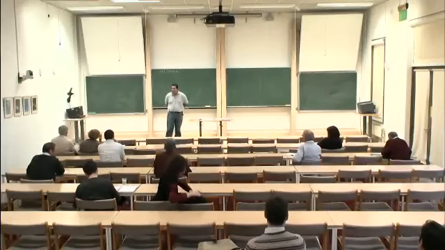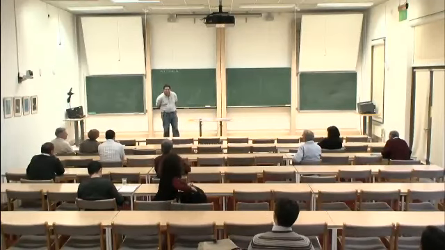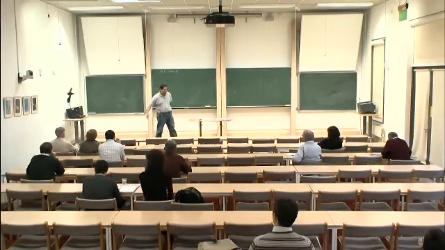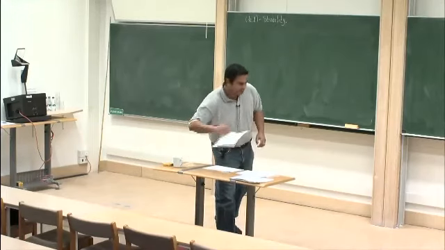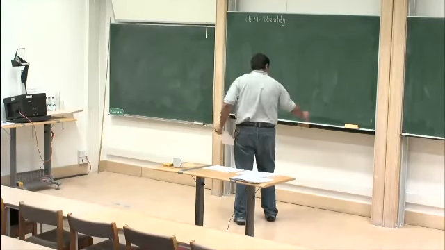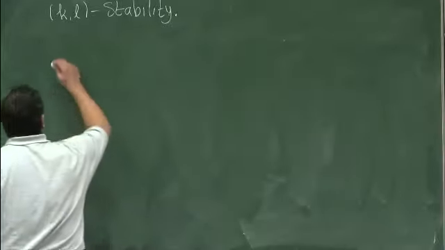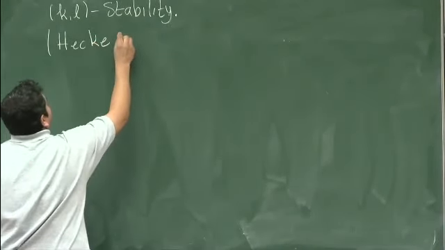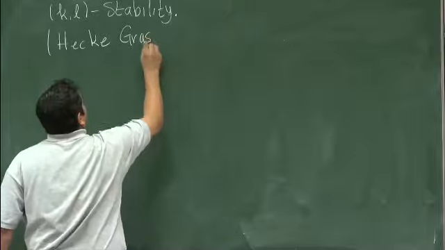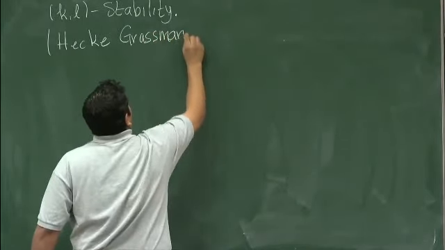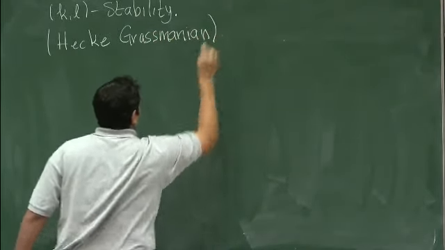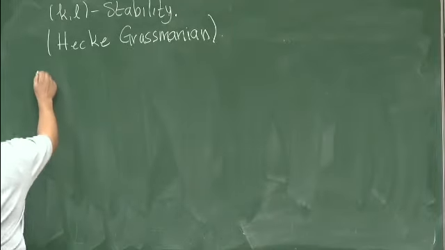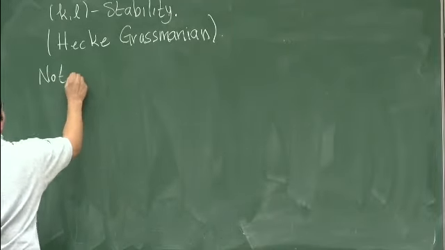You invited me to this program, and thanks for giving me the opportunity to talk about my work. The title, KL Stability, has a subtitle, Grassmannian. Then, the first thing, some notation.